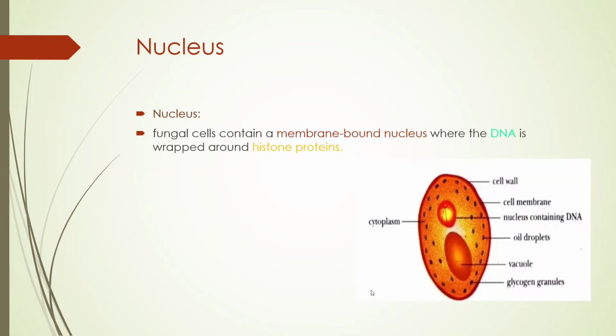Fungi are eukaryotes and have a complex cellular organization. As eukaryotes, fungal cells contain a membrane-bound nucleus. This is called membrane-bound nucleus, where the DNA is wrapped around histone proteins. A few types of fungi have structures comparable to bacterial plasmids. Okay. Next, fungal cells also contain mitochondria. Next, Golgi granules. Next, vacuoles. These are organelles present in nuclei. Okay, this is the nucleus.